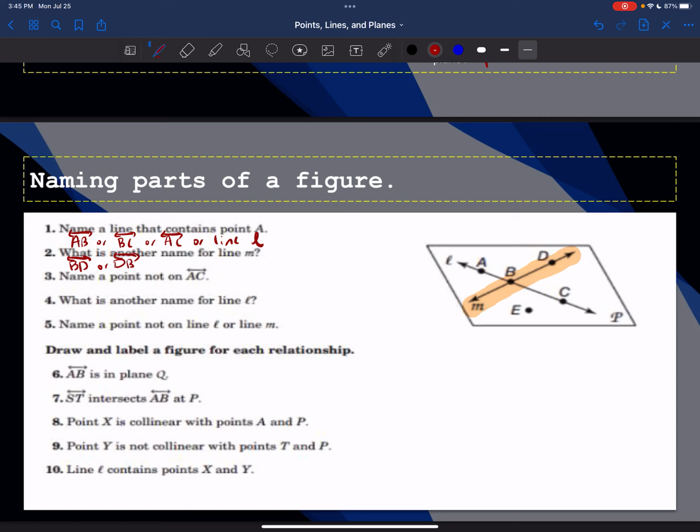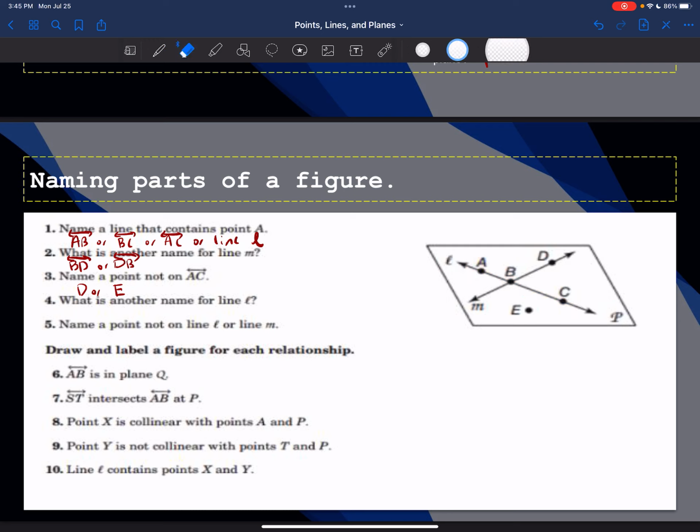Name a point. This is number 3. Name a point not on AC. Well, here is line AC, and a point that's not on AC, well, D and also E, right? So we can say D or E.